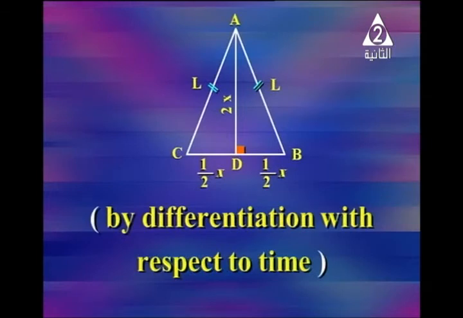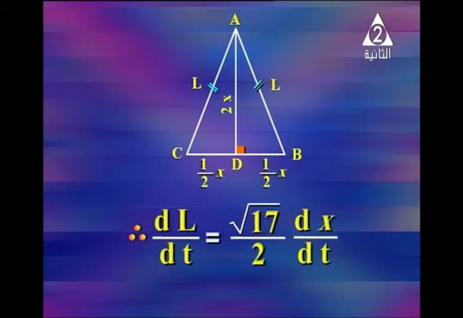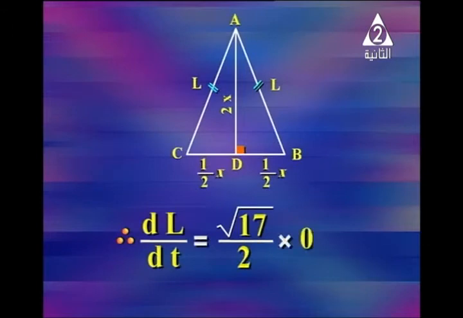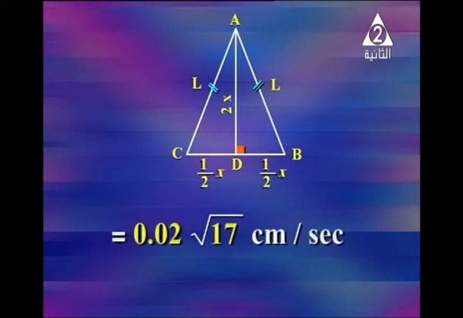Differentiating with respect to time, dl over dt equals root 17 over 2 dx over dt. By substitution, dl over dt equals root 17 over 2 times 0.04. The answer is 0.02 root 17 centimeters per second.